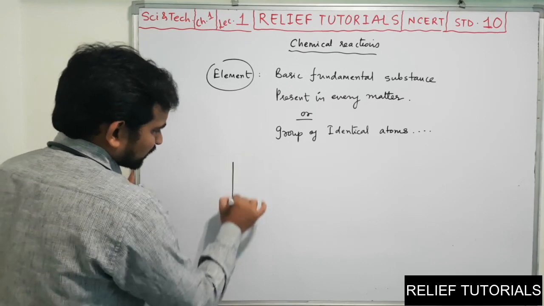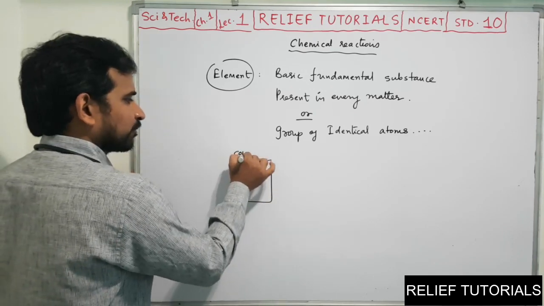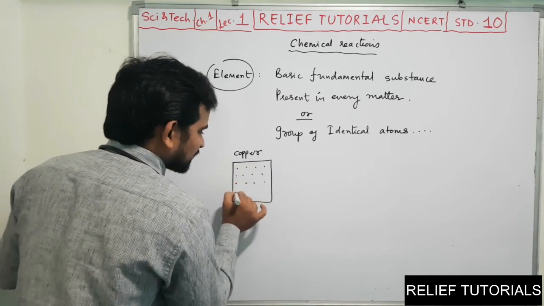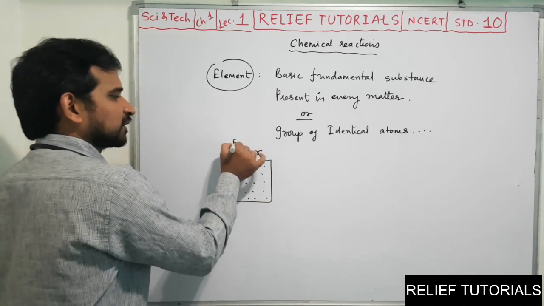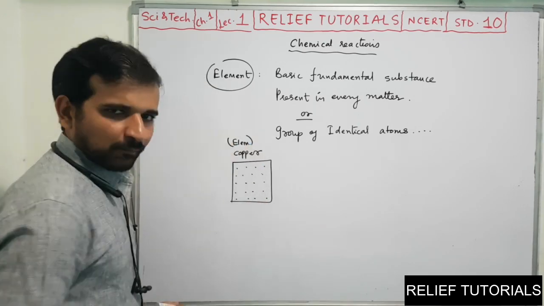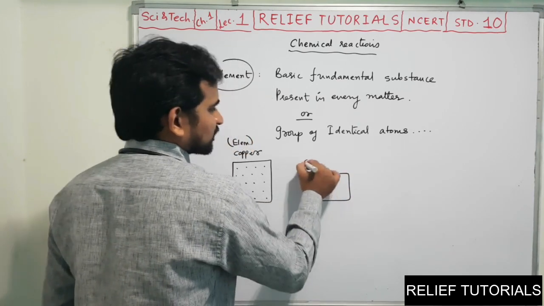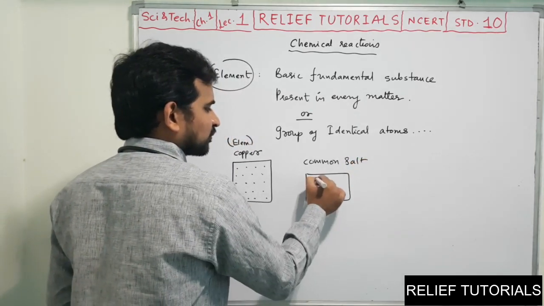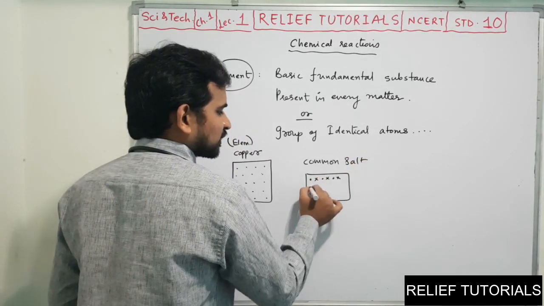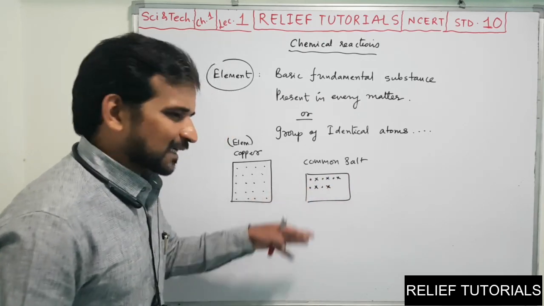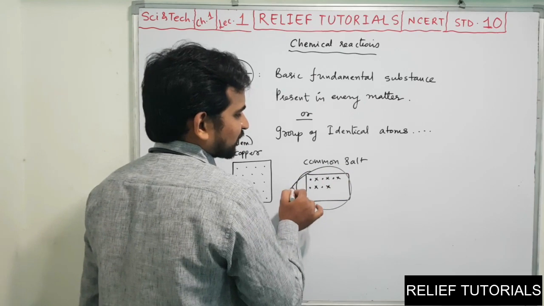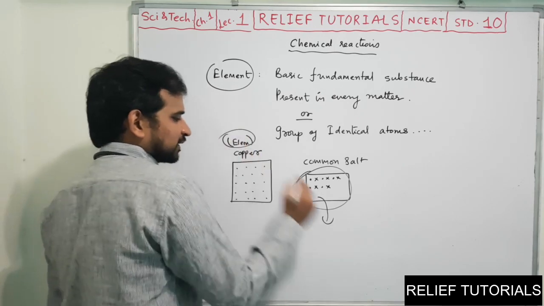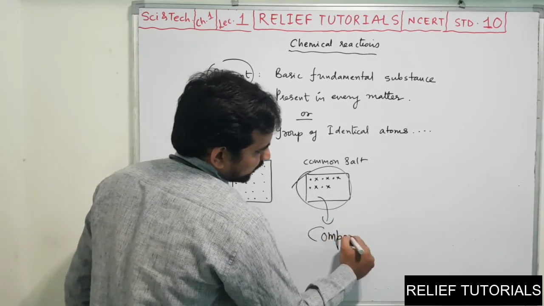So if I again ask you, this is one of the copper piece. Copper is made up of only one type of atom. So if it is made up of only one type of atom, this is called as element. Let us say this is a piece of common salt. Common salt is made up of sodium, chlorine, sodium, chlorine, this way. So it has not only one type of atom present, it has two types of atom present. Means two or more than that. Such type of substance are not called as element, they are called as compound.